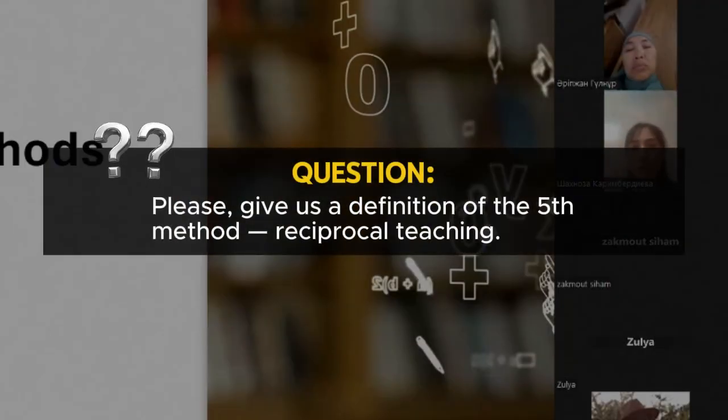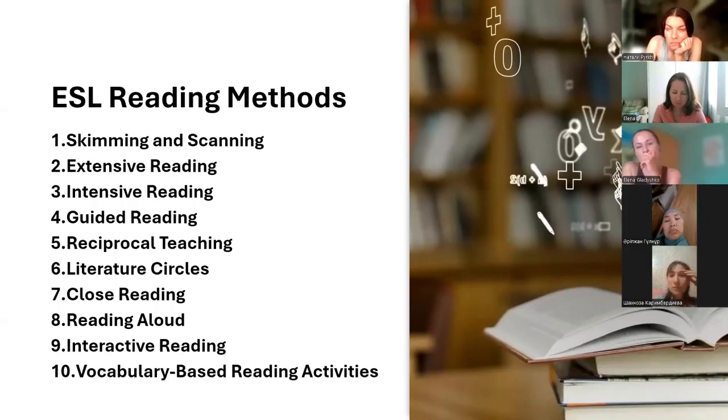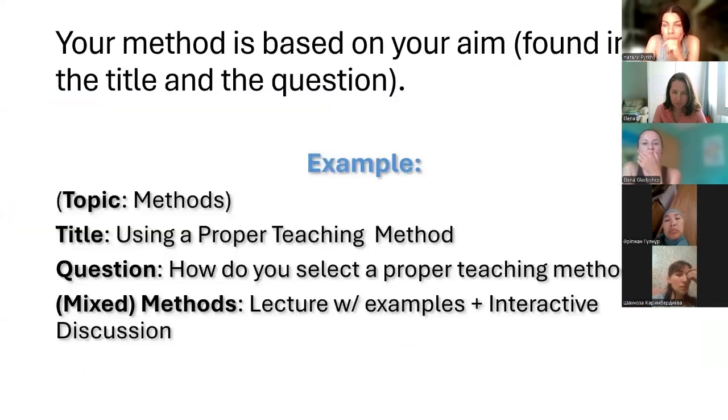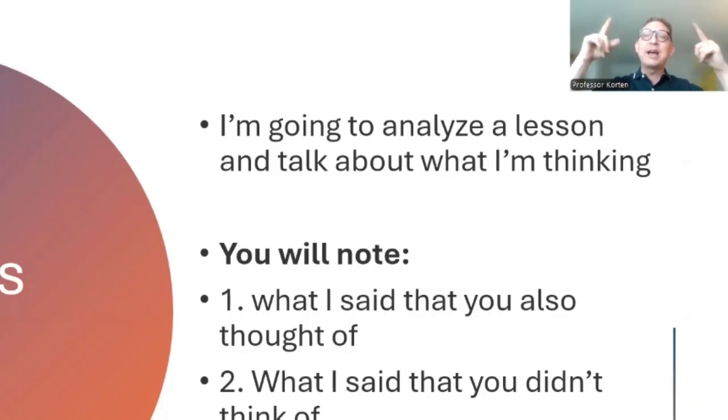Please give us some definition about the 5th method, reciprocal teaching. Reciprocity means one to another. So the teacher and the student both sort of teach each other, which is sort of what we did here. This is reciprocal teaching. When I asked you here in point number 3, do you see point number 3? What you thought of that I didn't think of? This is reciprocal teaching. This is where now you become the teacher and you say, Professor, here's something I thought of that I haven't heard yet discussed.